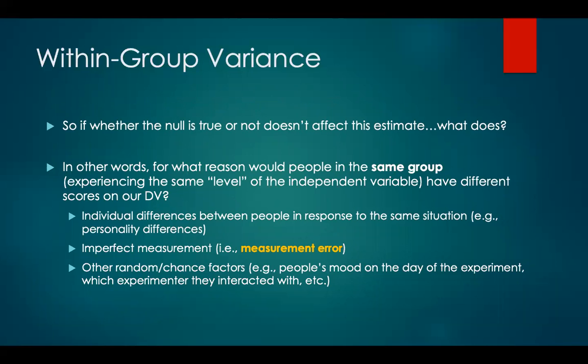So in other words, for what reason would people in the same group experiencing the same level of the independent variable, so shown the same anchor, have different scores on our dependent variable? Well, individual differences between people in response to the same situation, so personality differences, could account for within groups variance. Imperfect measurement or measurement error could account for within groups variance, or other random chance factors like people's mood on the day of the experiment, which could vary between people even within one group, or which experimenter the particular participants interacted with could influence this within groups variance.